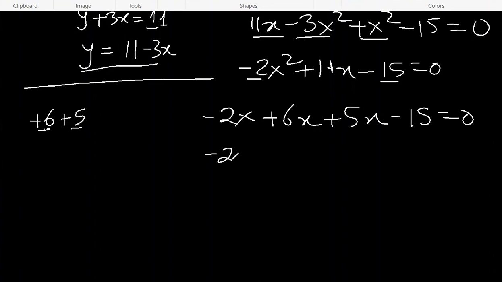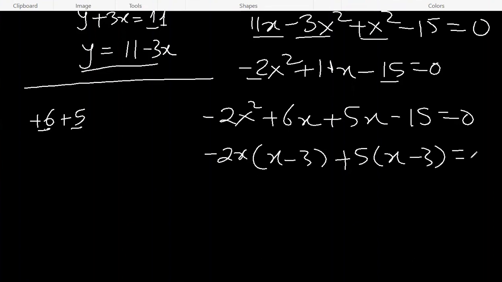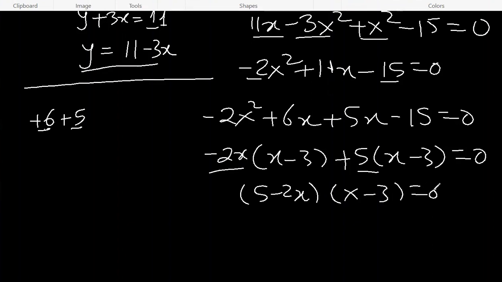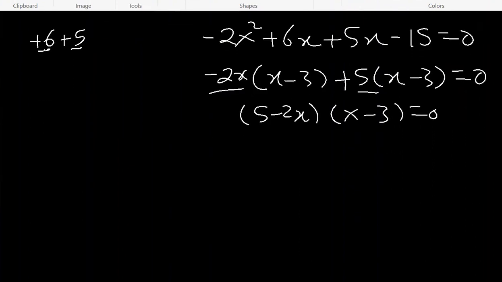So minus 2x, let's take it, oh, it was square. 2x, x minus 3 plus 5x minus 3 equal to 0. So we get 5 minus 2x. Let me write this way. And x minus 3 was in both. These are the factors and they will give us the solution now.